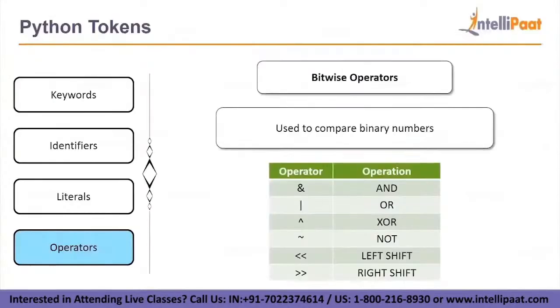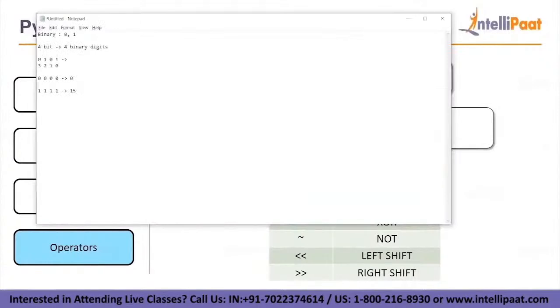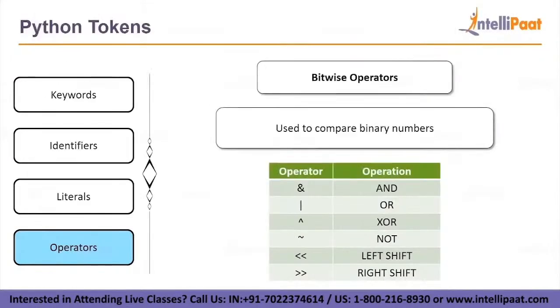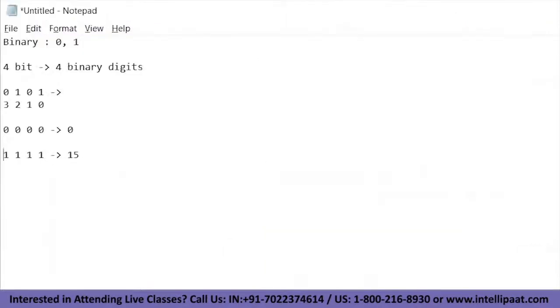What they do is, instead of operating on the numbers that we see, they operate on their binary forms. Let me give an example. We have an AND operator. What AND does is, if I were to give you 0 and 0, it will return 0. Similarly, 0 and 1 will return 0. 1 and 0 will return 0. And 1 and 1 will return 1.